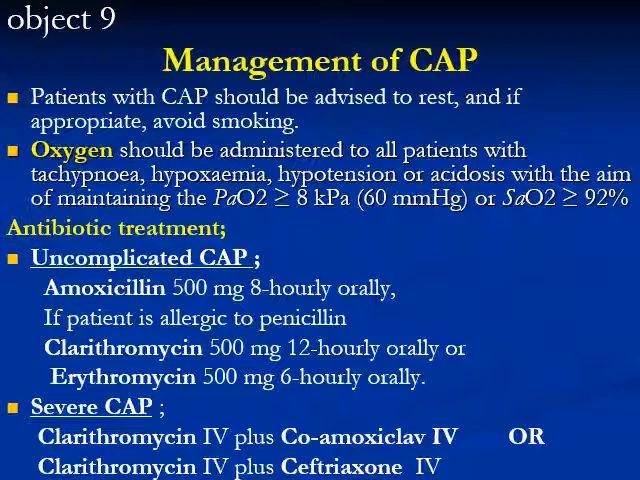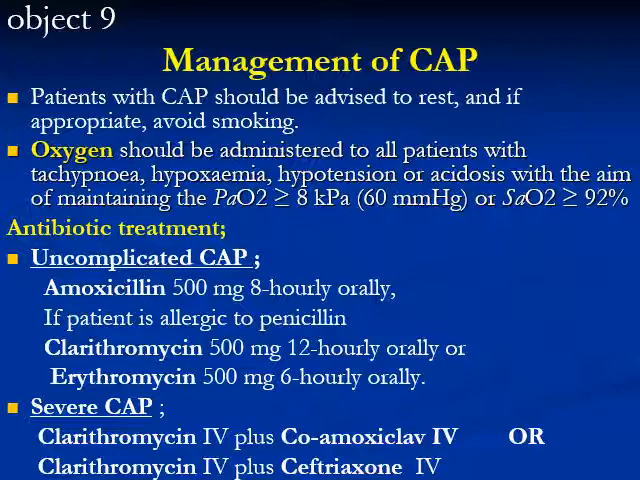Usually, from the start, we give co-amoxiclav intravenously. The dose usually is 1200 milligrams every 8 hours plus clarithromycin 500 mg twice daily, usually given intravenously, or we give a third generation cephalosporin like ceftriaxone or cefotaxime intravenously plus clarithromycin.